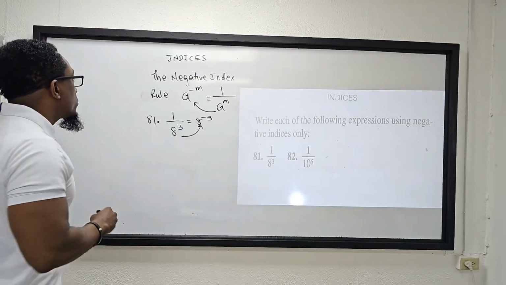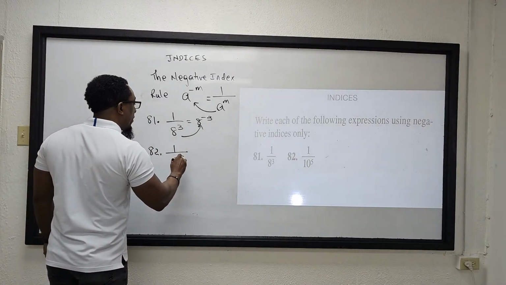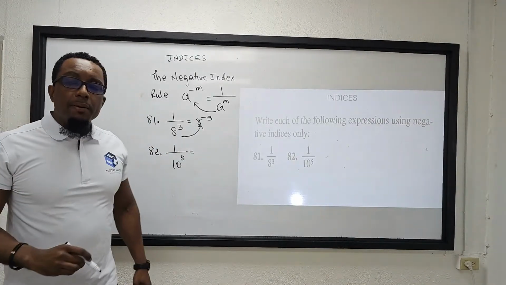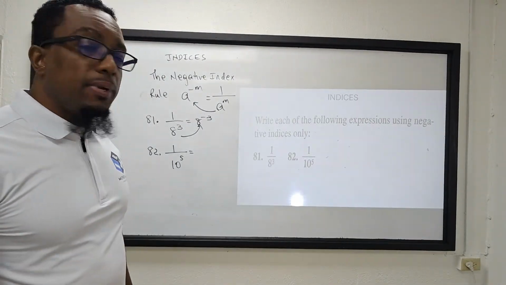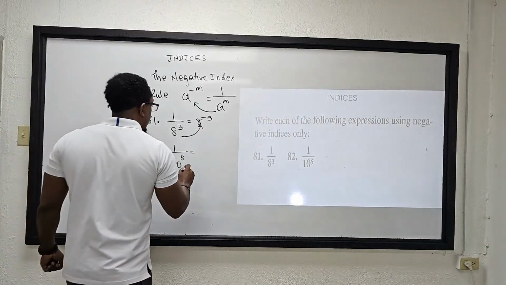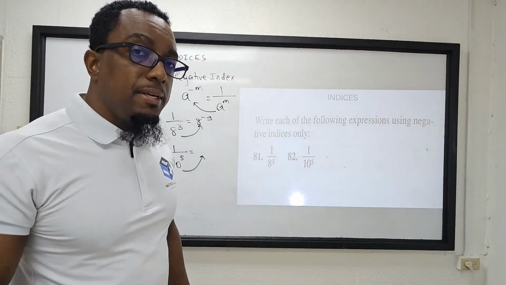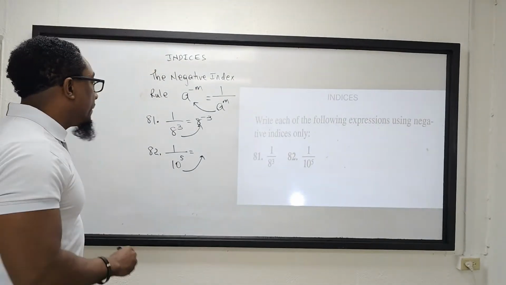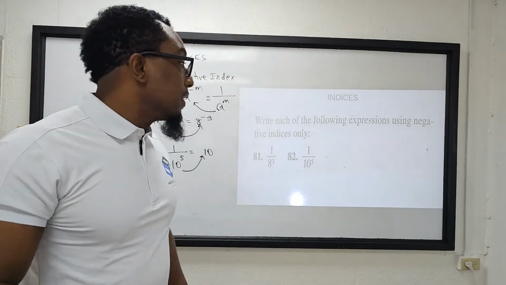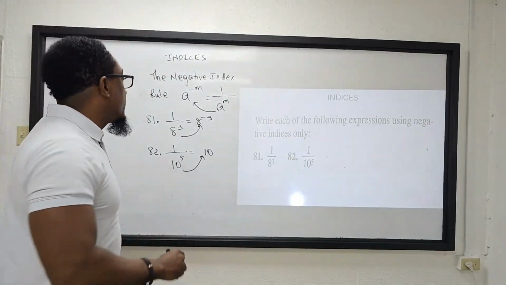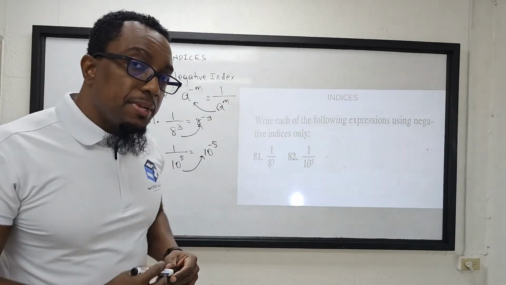If I have 82, 1 all over 10 to the power of 5, and I want to move that from a positive index to a negative index, what's going to happen? I move my 10 from the denominator, 10 to the power of 5, from the denominator to the numerator. So your base 10 stays as is, but positive 5 becomes negative 5. So this is the reverse of it.